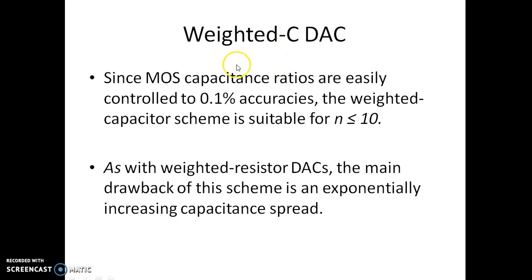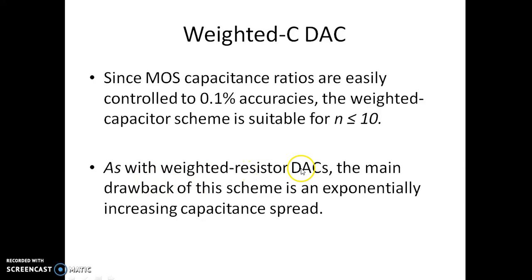Let us have a look at what is the advantage of this weighted C capacitance. Since MOS capacitance ratios are easily controllable up to a ratio of 0.1 percentage accuracy, the weighted capacitor scheme is suitable up to n close to 10, so less than or equal to 10. In the previous case, you might have seen that for weighted R, since the realization of resistance R is very cumbersome to realize on ICs, it was restricted to only 6 bits. Now we can go up to 10 bits.